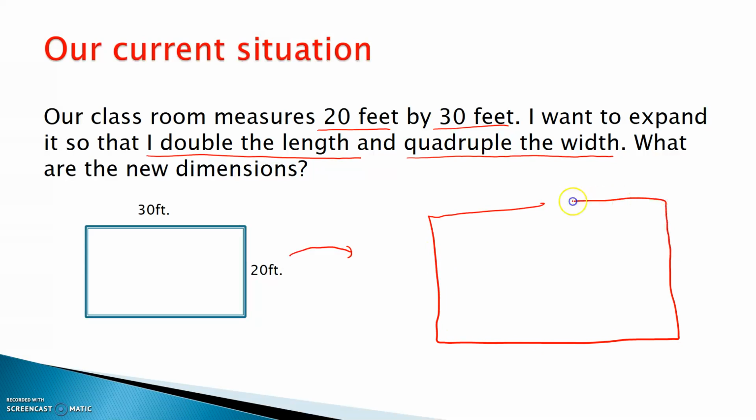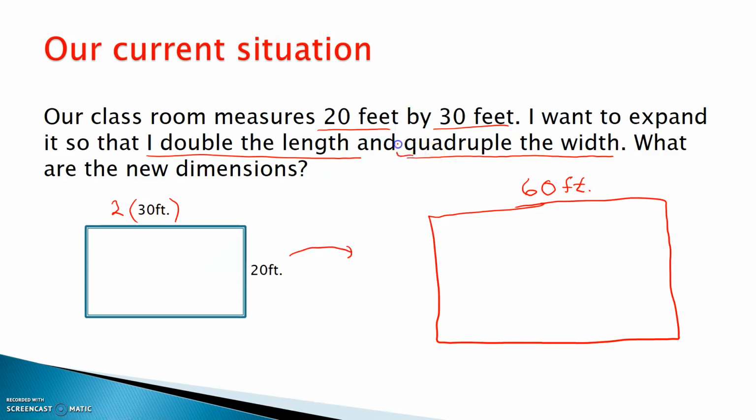I want to make this much bigger, right? So it says I need to double the length. Well, here my length is 30, the longer side. How am I going to double that? Double means you multiply by 2. So what is 2 times 30 feet? If I double it, this new dimension should be 60 feet.